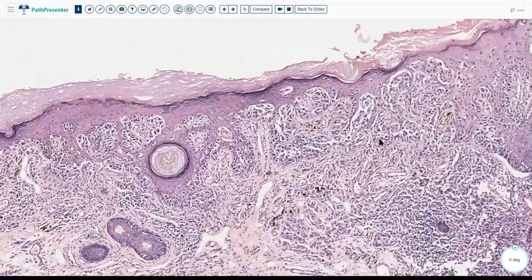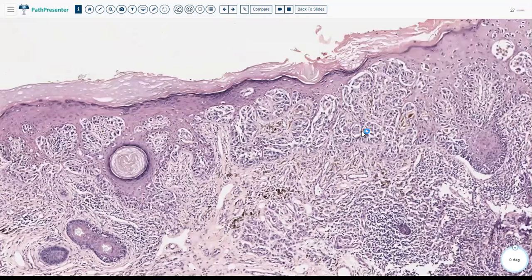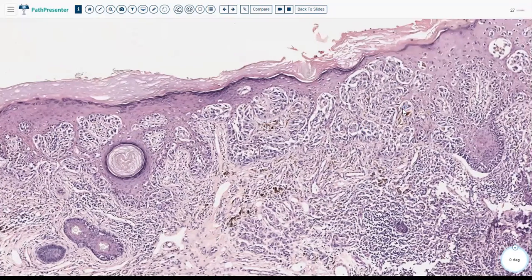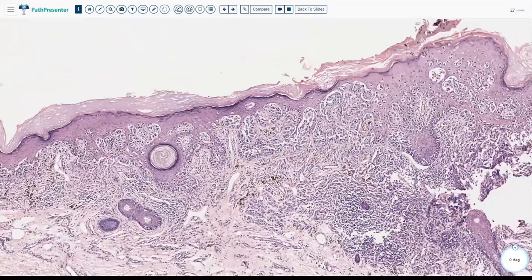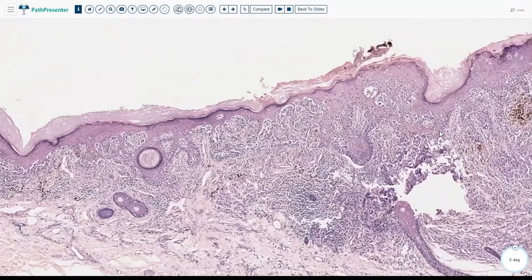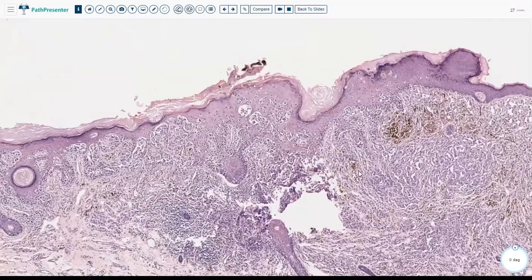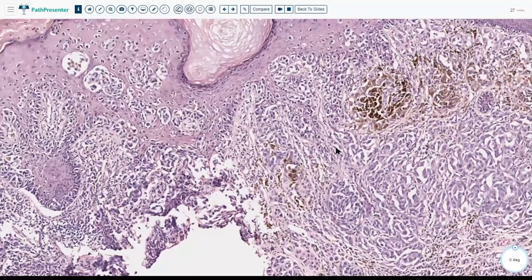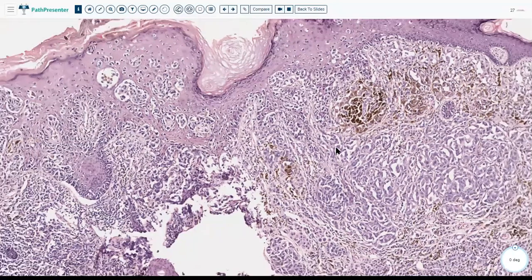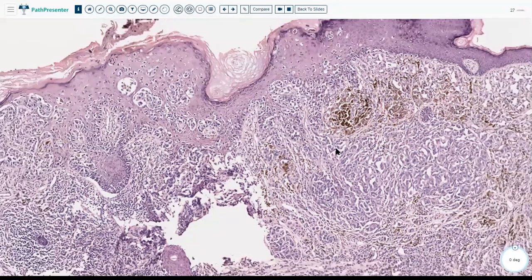Can anyone tell me, of the, let's say, four major types of melanoma? Superficial spreading. Okay, superficial spreading is the correct answer, and a very good answer from you. In other words, you're right. Yeah, it is a superficial spreading melanoma. But what I like to say is, my answer is, who cares? No one cares what type of melanoma this is.